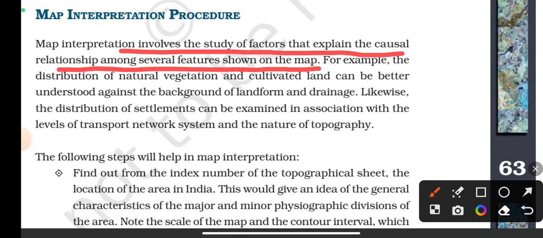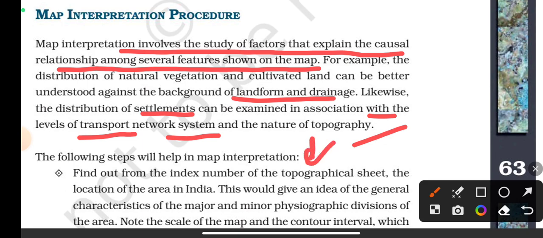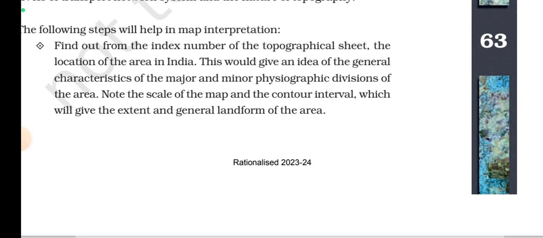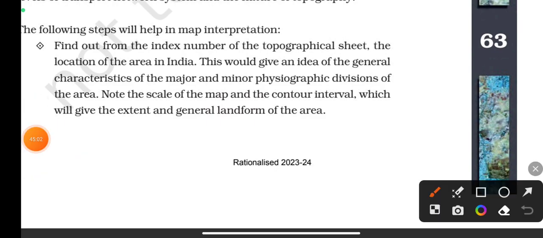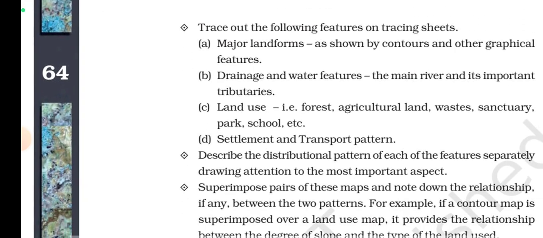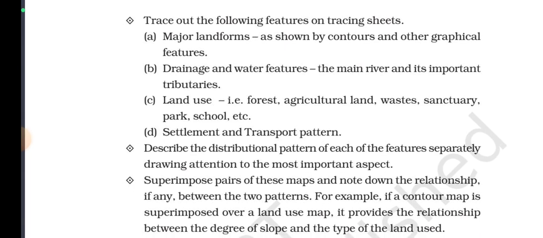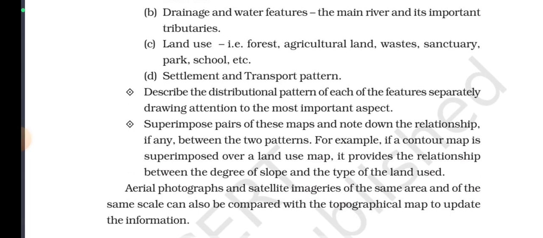For example, the distribution of natural vegetation and cultivated land can be better understood against the background of landform and drainage. Likewise, the distribution of settlement can be examined in association with the levels of transport network system and the nature of topography. The following steps will help in map interpretation. Find out from the index number of the topographical sheet the location of the area in the index. This would give an idea of the general characteristics of the major and minor physiographic divisions of the area. Note the scale of the map and contour interval, which will give the extent and general information of the area. Now trace out the following features on tracing sheets: major landforms, drainage and water features, land use, settlement and transport.